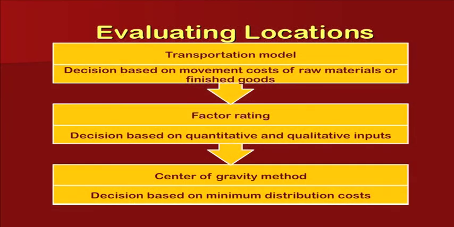Evaluating location depends on various models. One is the transportation model, then the factor rating model, and the center of gravity method. The transportation model decision is based on the movement cost of raw materials and finished goods from the supply sources or vendors to the retailers. The factor rating decision is based on quantitative and qualitative inputs. The center of gravity method decision is based on minimum distribution cost.